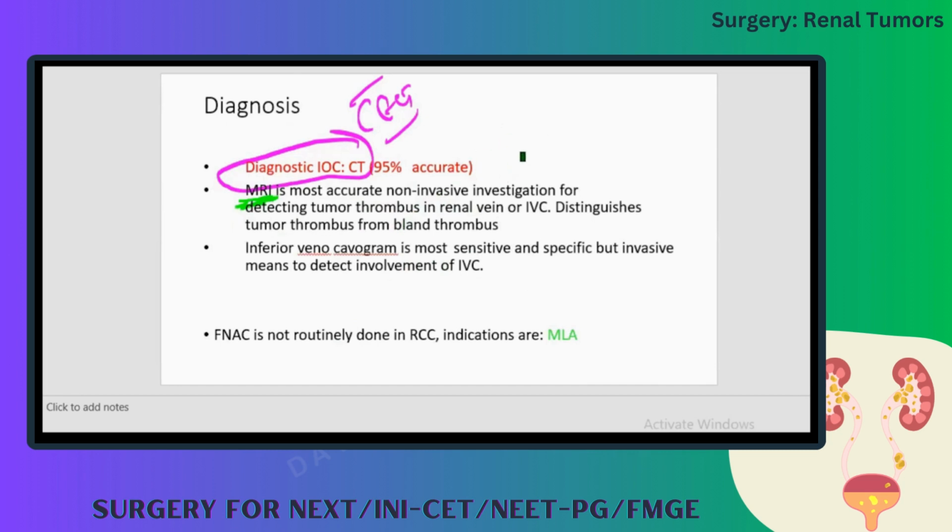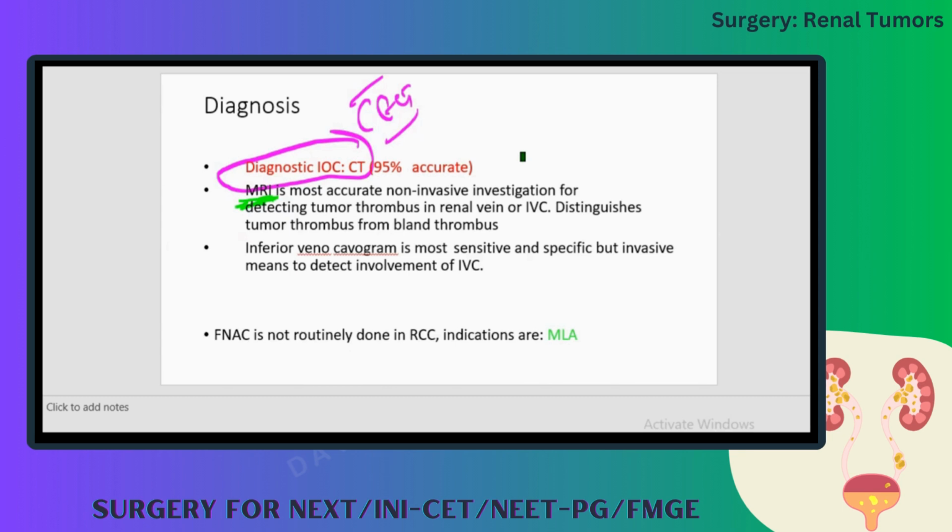Look at the question carefully, whether they are asking about RCC or tumor thrombus of RCC. If they're asking investigation of choice of RCC, go for CECT. If they're asking investigation of choice for tumor thrombus of RCC, then go for MRI. Clear?